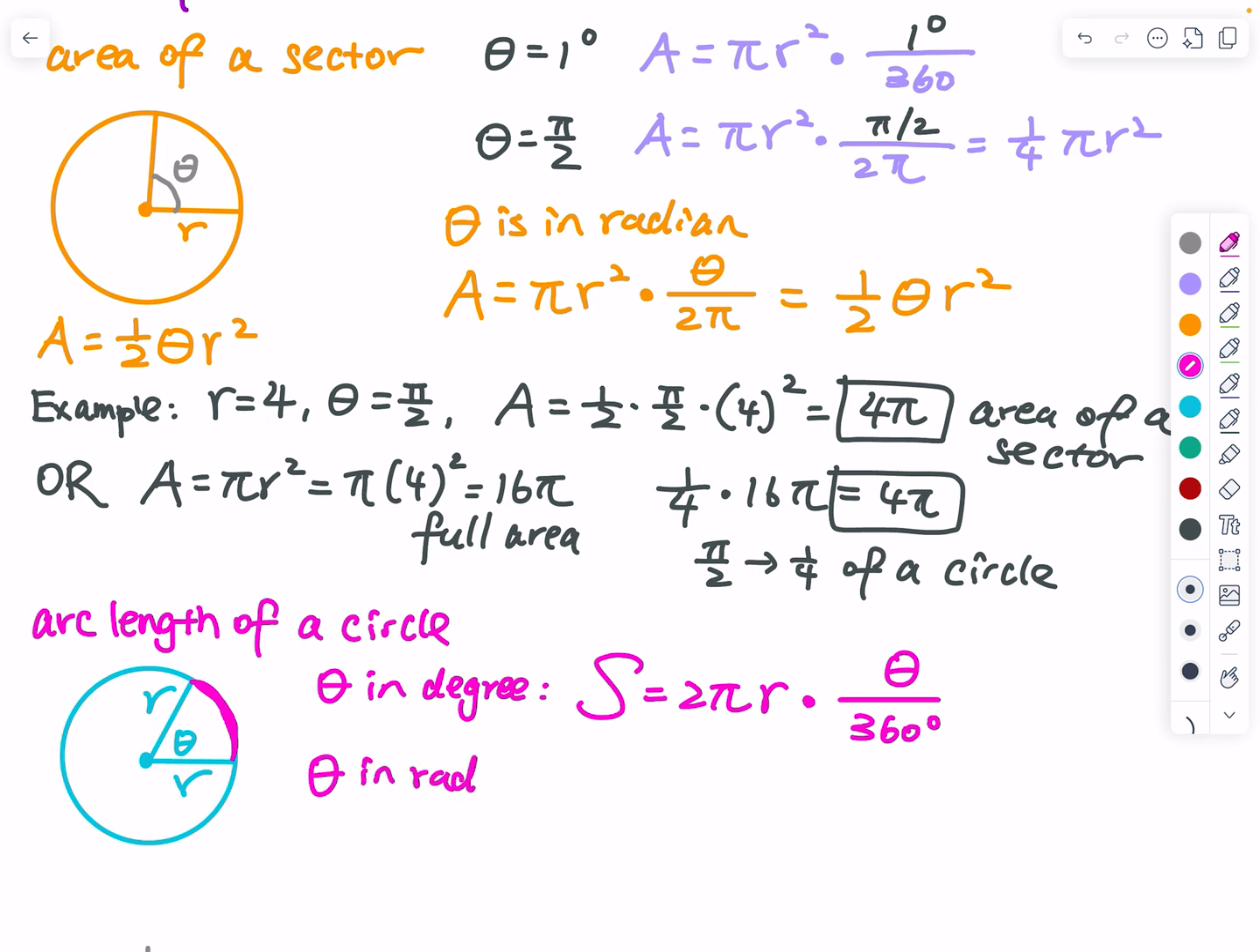And then when theta is in radians, I will do s equals 2 pi r. That is the circumference, the entire circle. We are not taking the entire circle. That means out of the whole circle, 2 pi, we only take theta of it. So simplify that, that equals theta r. Okay, theta r. So that is the arc length formula.